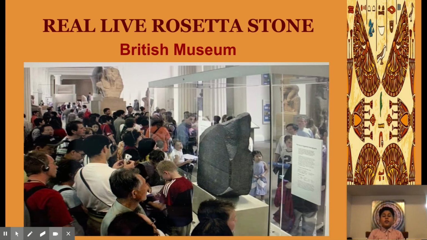So thanks to the Rosetta Stone, hieroglyphics are understood today. It is one of the most precious and valuable treasures to be found in the British Museum in London, and probably is the most visited and most popular single item in the museum.